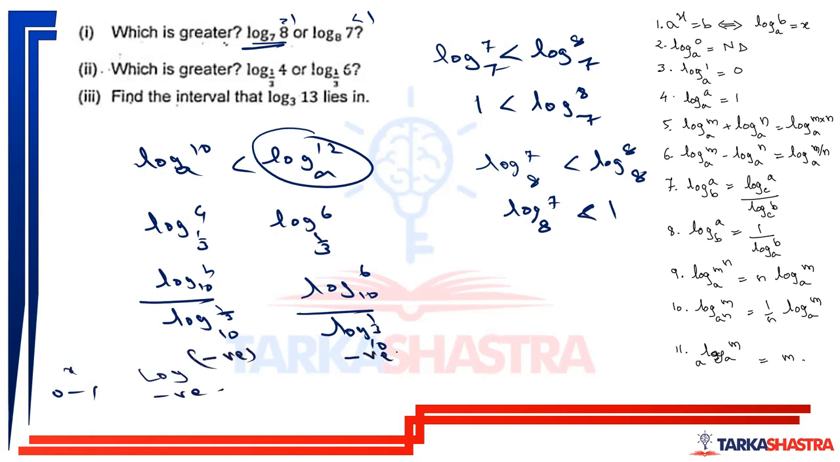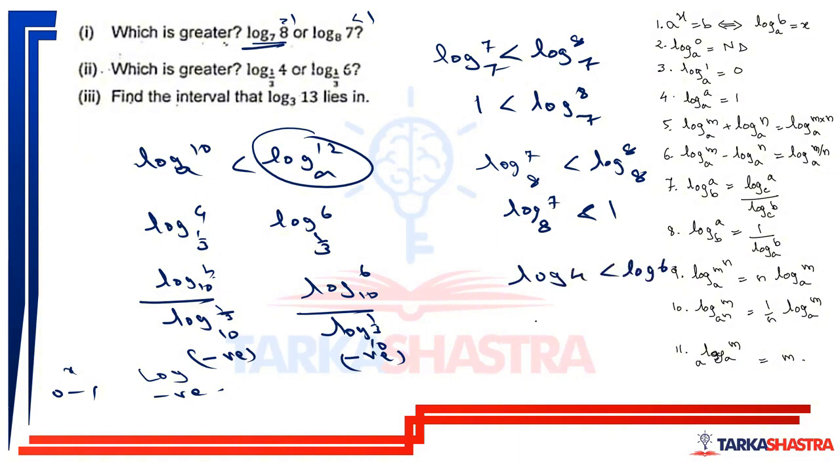Similarly, this is also going to be a negative value. Okay, these two are your negative values. Now that these two are negative, this log 4 will be greater than log 6. Generally, log 4 is less than log 6.